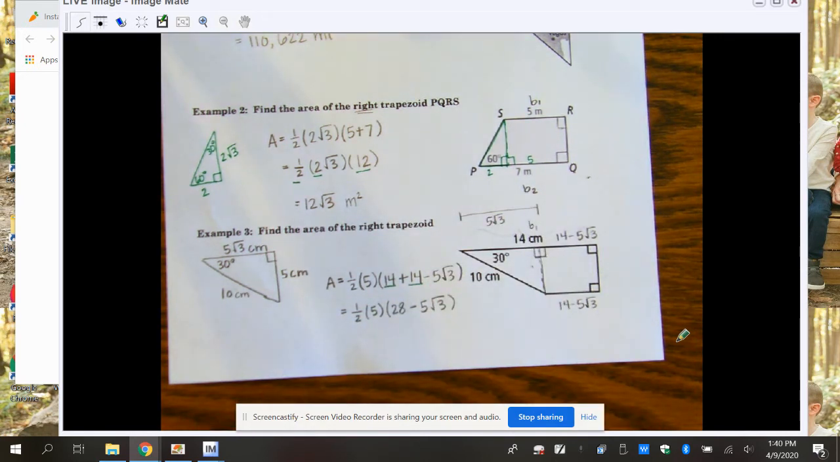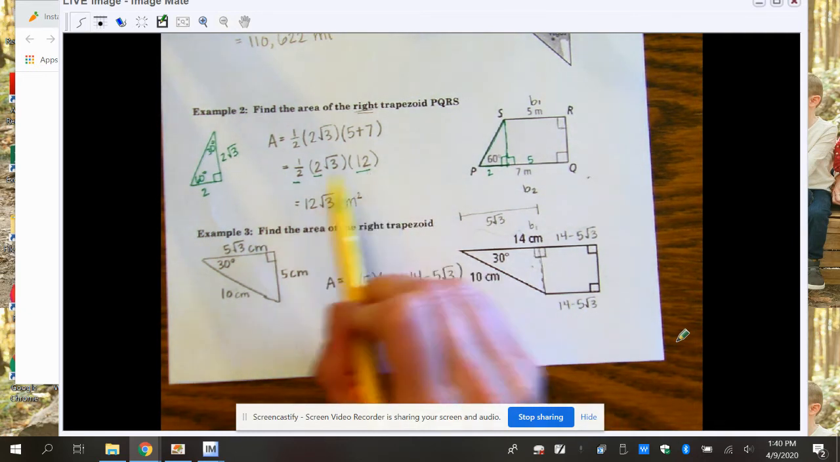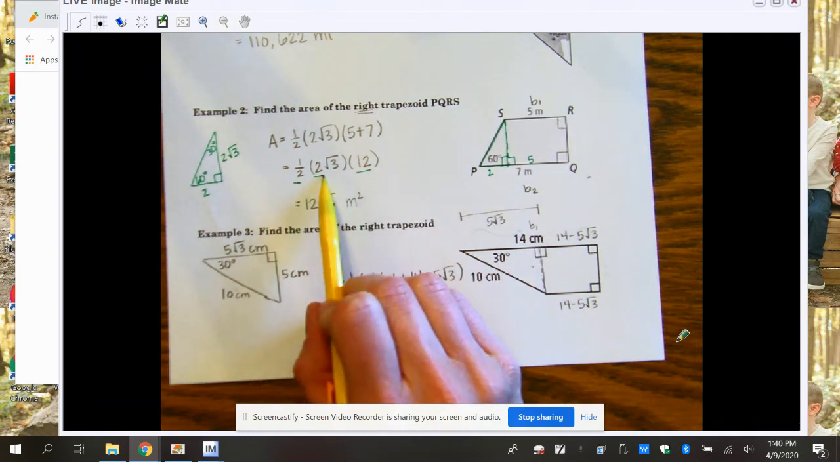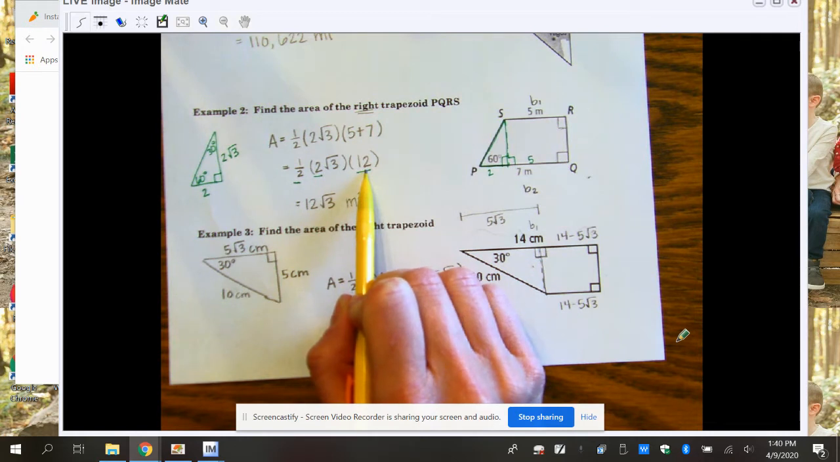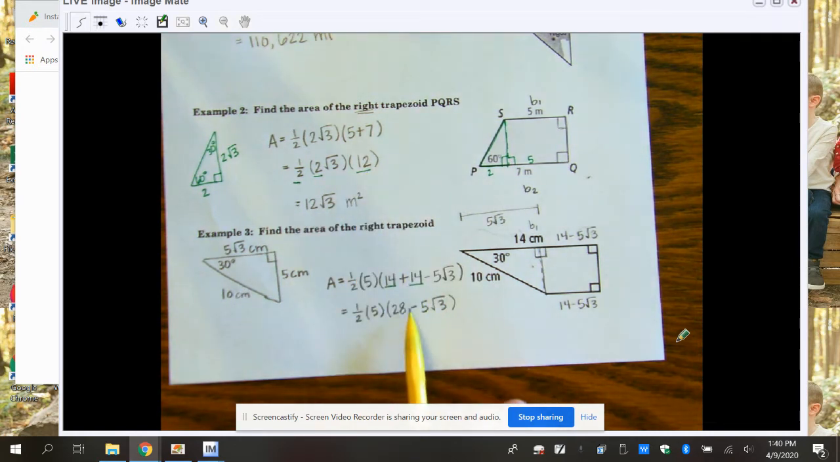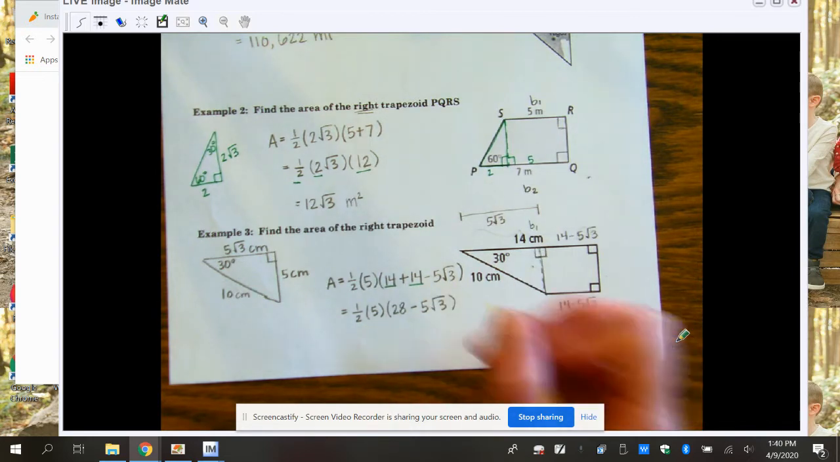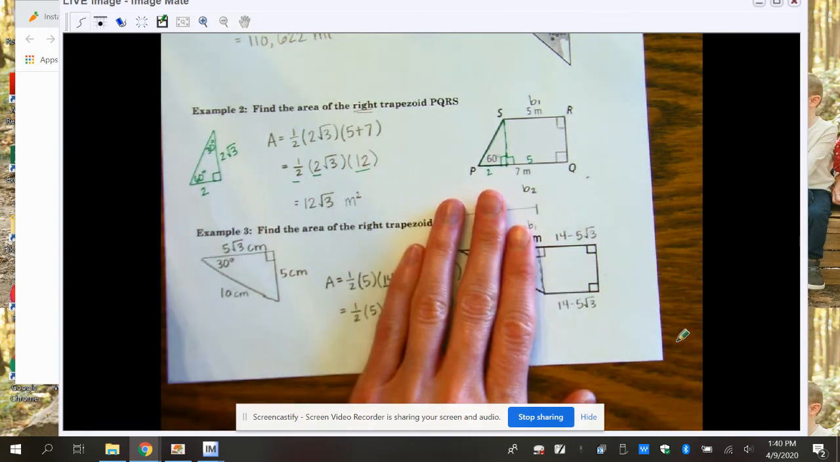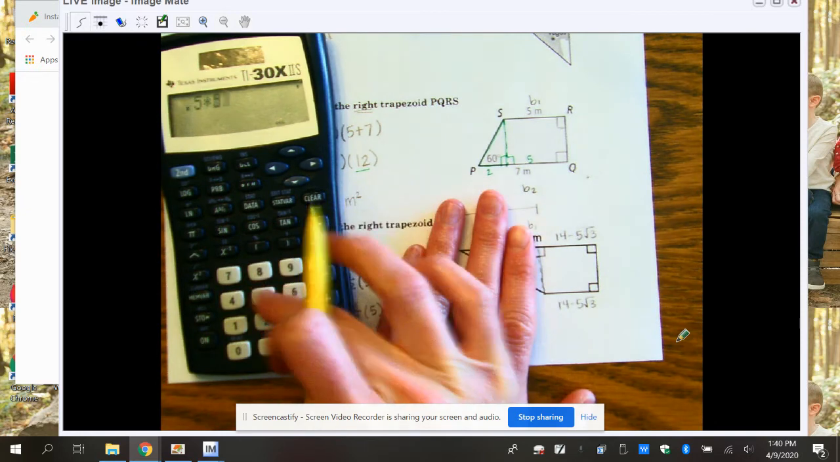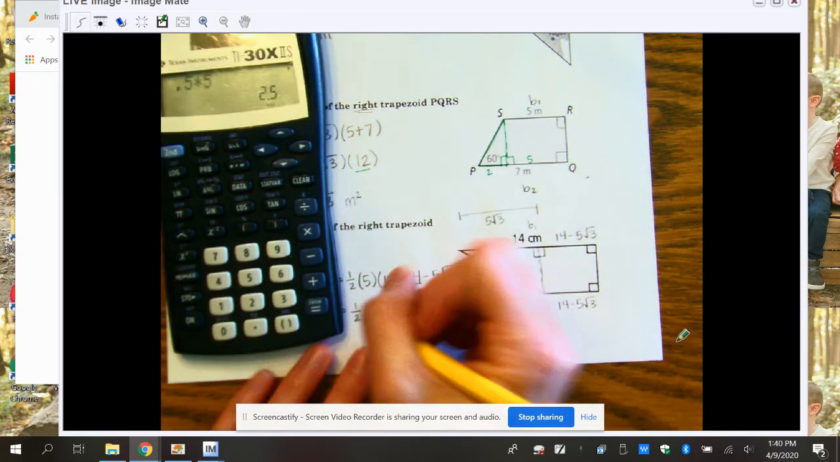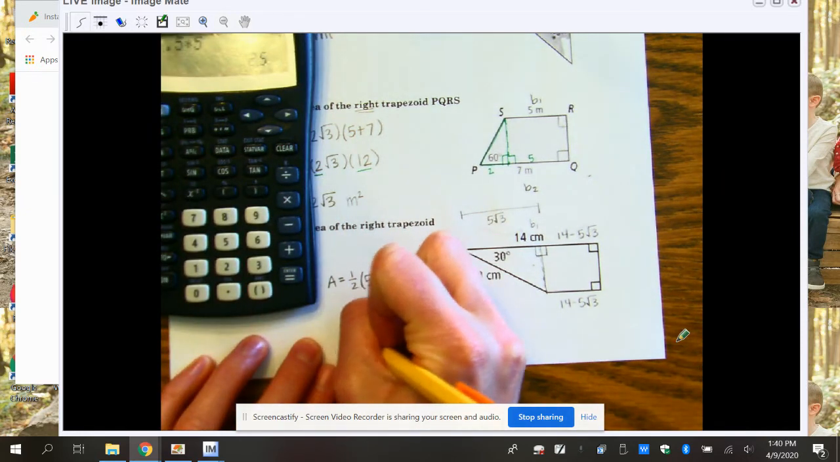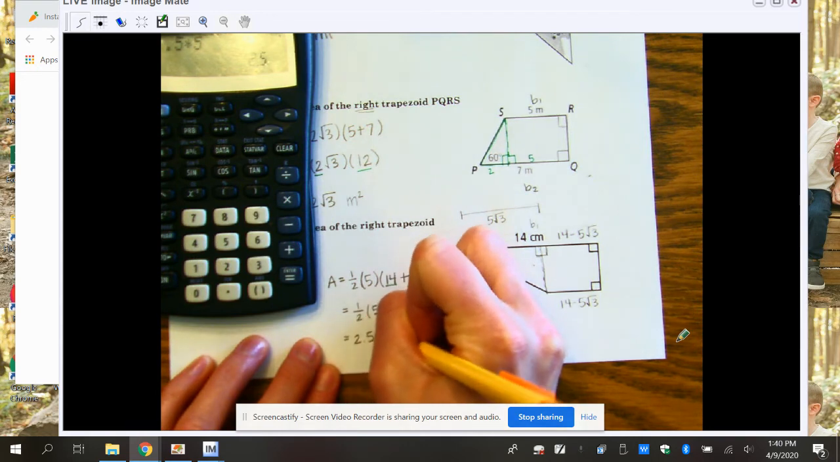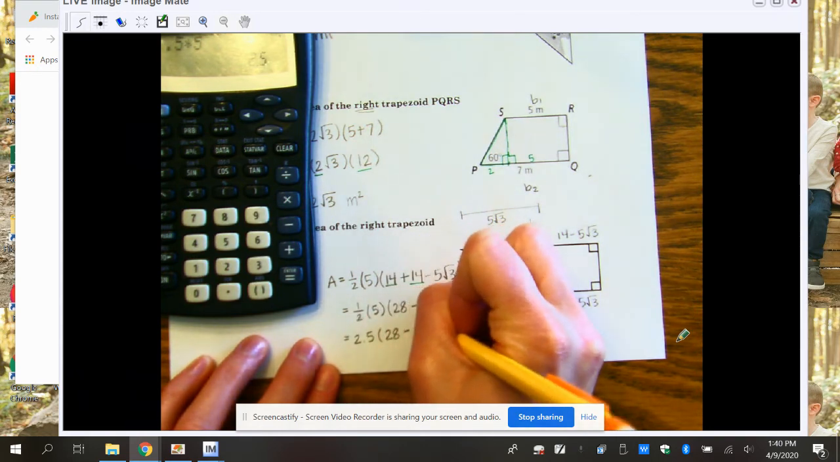And so, unlike this, where we multiplied the 1/2, the 2, and the 12 together, because we've got multiple terms in here, we are actually going to need to do the multiplication in a couple of steps. So the first thing I'm going to do is just take the 1/2 times the 5. So 0.5 times 5 is 2.5. And then I've got 28 minus 5 radical 3.